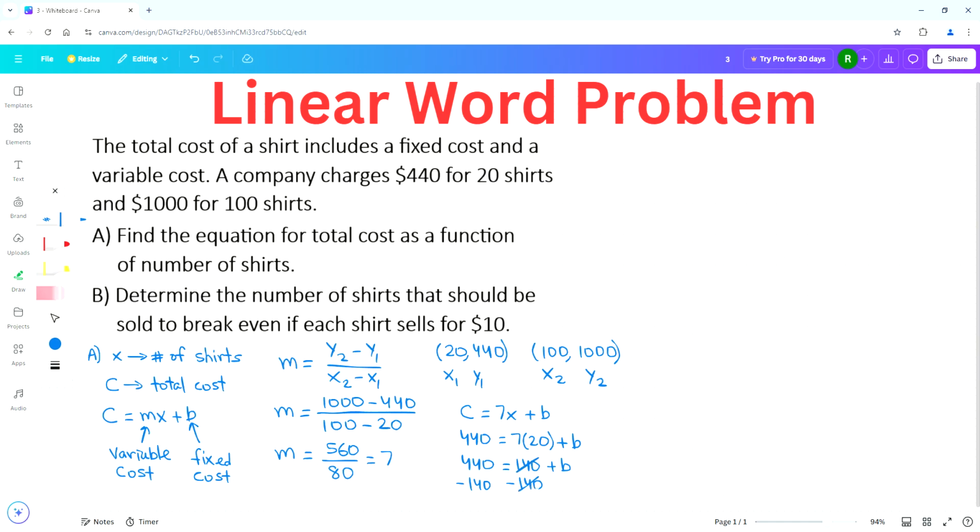I get b equals 300. This is the fixed cost for the shirt. Now we can use this b value to write the equation for the total cost. This should be the final answer for part A.